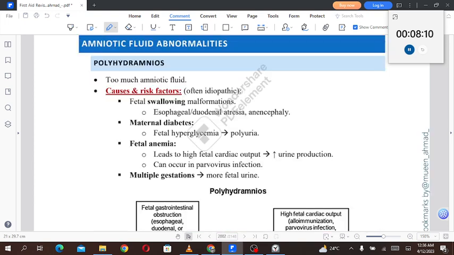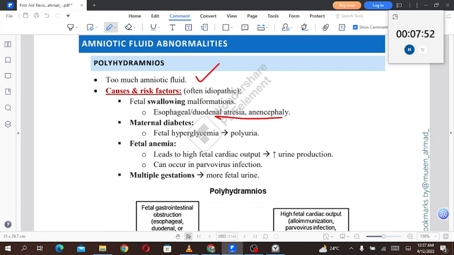Amniotic fluid abnormalities can be like polyhydramnios, too much amniotic fluid. Causes and risk factors: often they are idiopathic. Fetal swallowing malformations will be there, esophageal or duodenal atresia and anencephaly will be seen. Okay, for polyhydramnios, what are the risk factors?